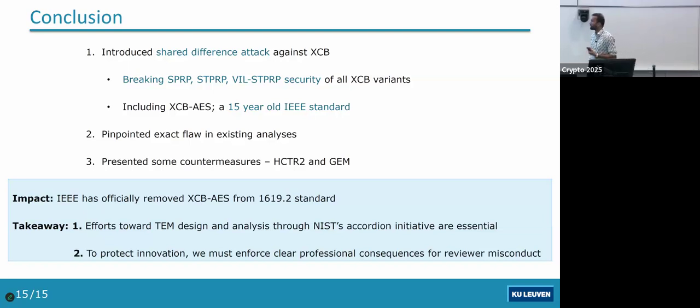Now, I would like to give 2 takeaways from this work. First one is that this work presents a cryptographic vulnerability in an existing TEM standard. This highlights the pressing needs of efforts to be put in new TM designs and analysis techniques, something that is already targeted by the NIST Accordion Initiative, is essential. And second, which is the most important one, is that cryptographic vulnerabilities are no more important than ethical vulnerabilities, and that we as a community must enforce direct and decisive measures to deter misconducts during peer review process. Thank you.